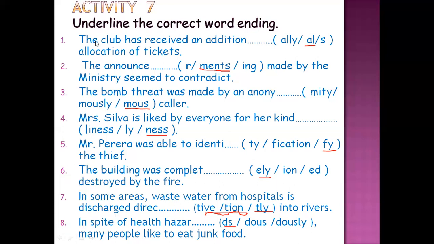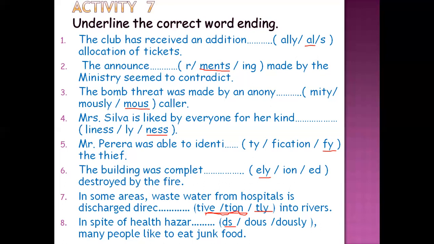First one. The club has received an additional allocation of tickets. Second one. The announcements made by the ministry seem to contradict. Number 3. The bomb threat was made by an anonymous caller. Number 4. Mrs. Silva is liked by everyone for her kindness. Number 5. Mr. Pereira was able to identify the thief.